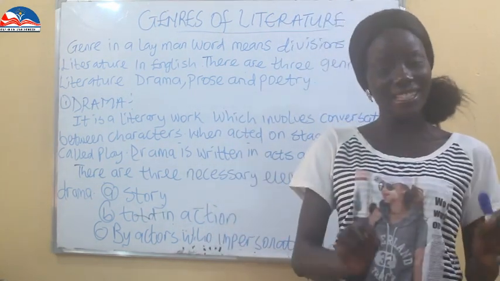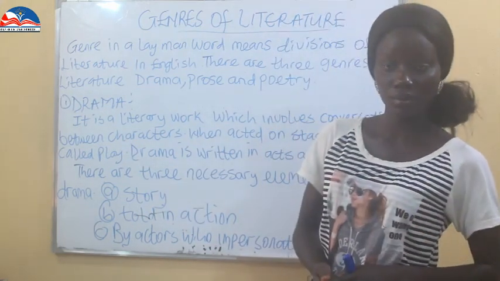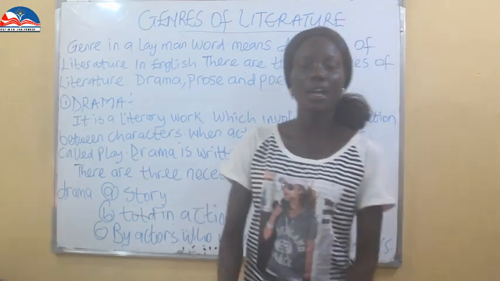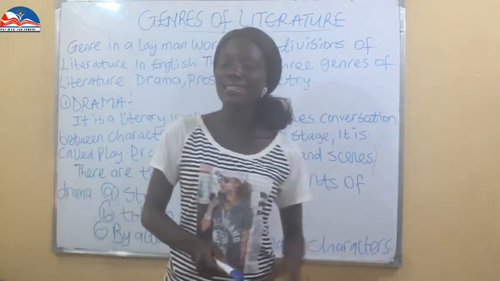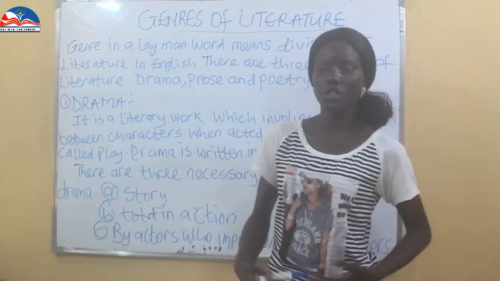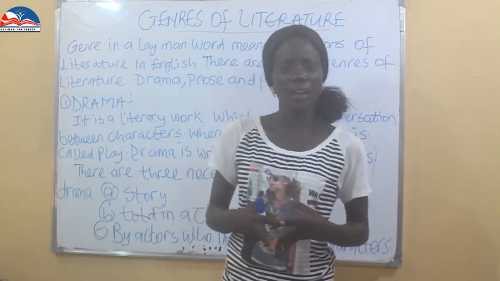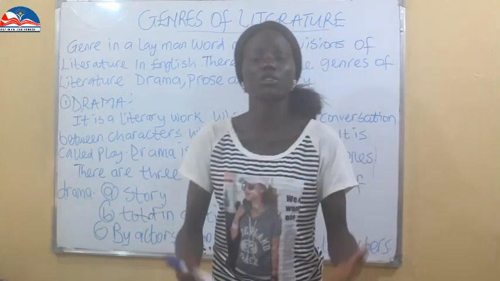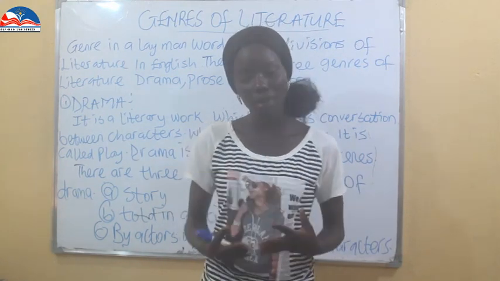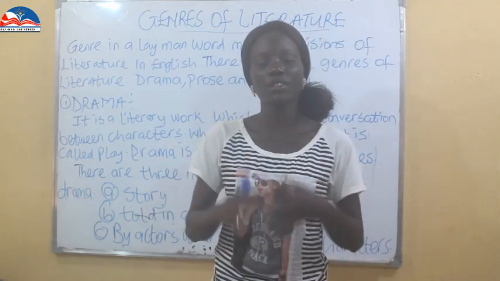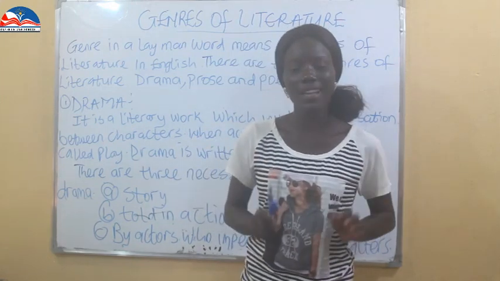Drama is written in acts and scenes. There are three necessary elements of drama. Number one, we have story. I said drama is the imitation of human action, so you are trying to imitate a particular person's action. These are the elements you can find in drama. There's always a story, the plot, which is what the drama is all about.